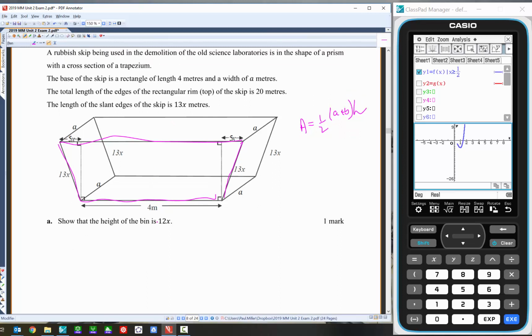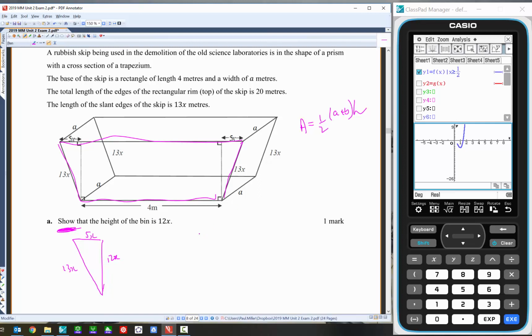So, show that the height of the bin is 12x. That's this thing here, the height. It's all marked out quite nicely for us because what we've got is a triangle like so. That one there is 5x. That one there is 13x. A couple of you from my class recognised that as a triad, the 5, 12, 13, therefore that must be 12x. But really, this is a 'show that', so you need to show it.